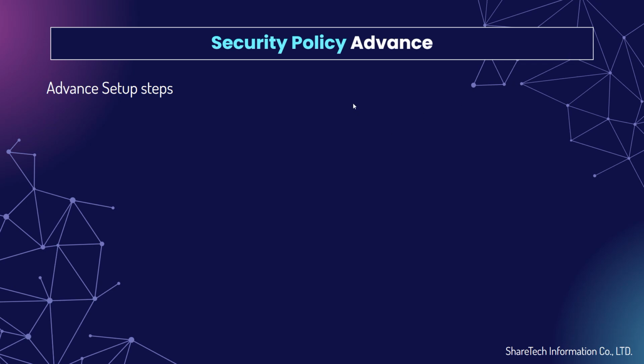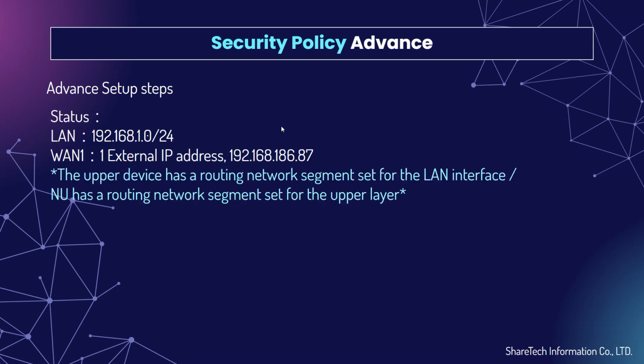Next is an advanced setting demonstration. I have 2 interfaces. One is LAN and the other is WAN1. LAN is 192.168.1.0/24. And WAN1, I have an external IP address 182.168.186.87.